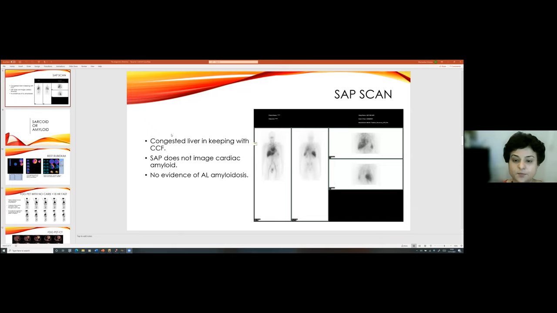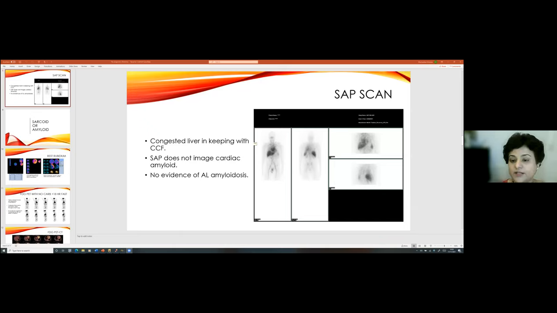However, then it came to light: why couldn't it be AL amyloidosis? Because this scan does not exclude amyloidosis of another type, which is called AL amyloidosis. So we had to send the patient away to the National Amyloidosis Center to do an amyloid scan, which is called a SAP scan, to rule out amyloidosis.